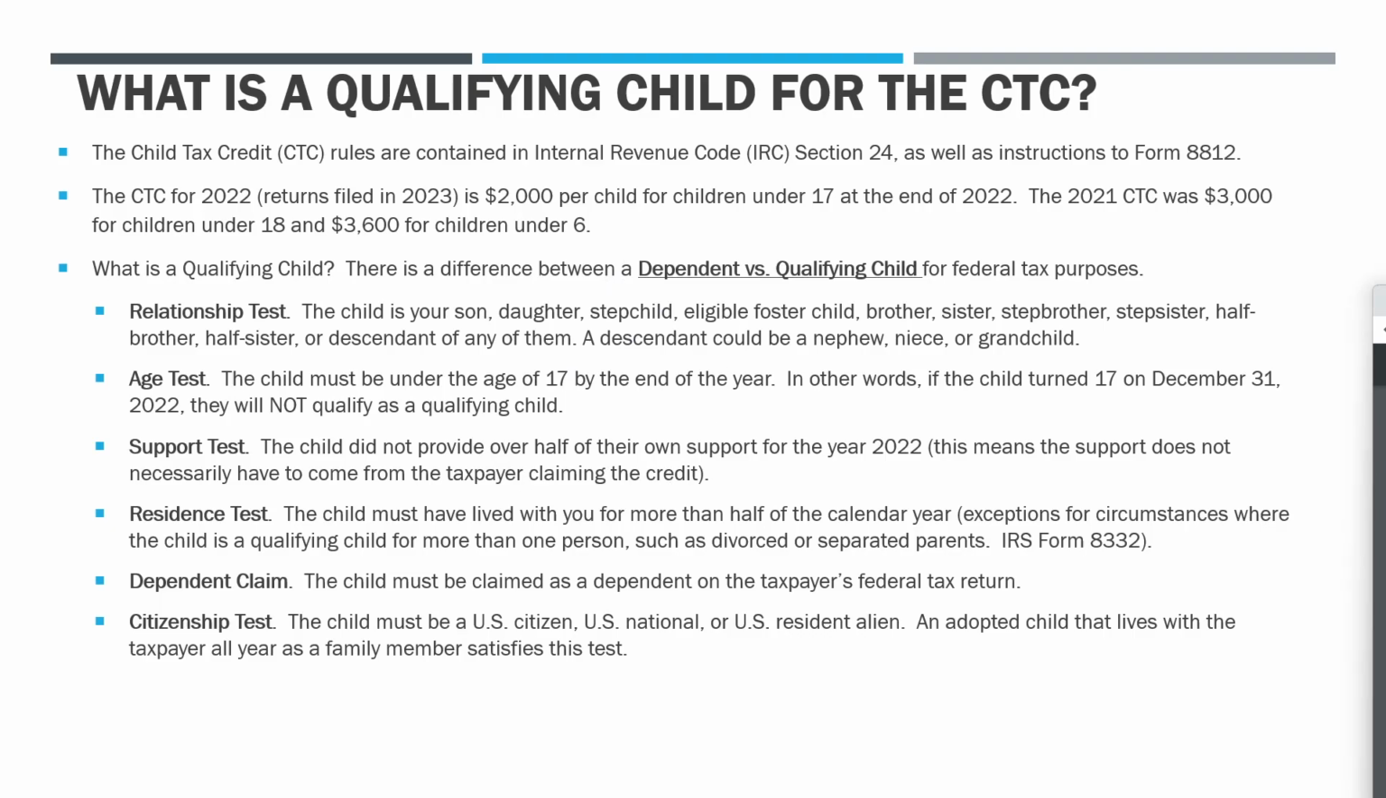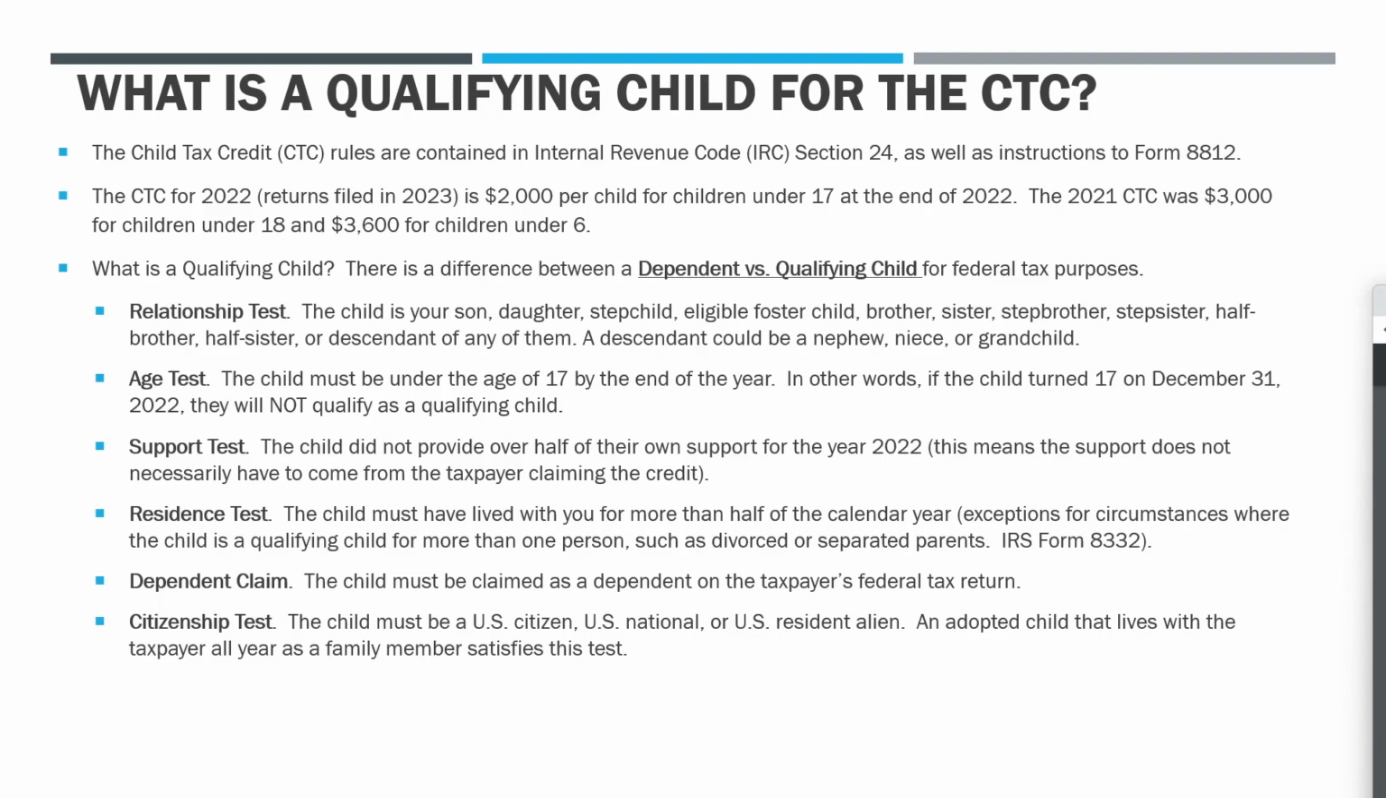In order for someone to meet the definition of a qualifying child and a dependent to be claimed on your return, they have to be under 19 at the end of the year. So if you have a child that's 18 and you meet all the other tests, they've met the age test for purposes of being a dependent, but because they're 18 and not under age 17, they are not going to meet the age test for purposes of the CTC.